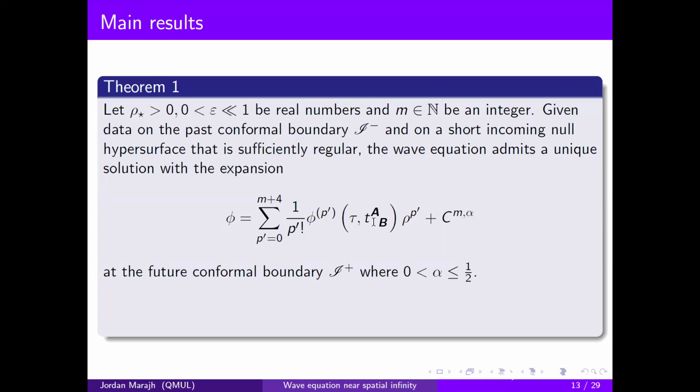And this expansion is valid. That's precisely the point. You're not assuming anything about the expansion at the future. You can actually prove that such an expansion exists from given data.